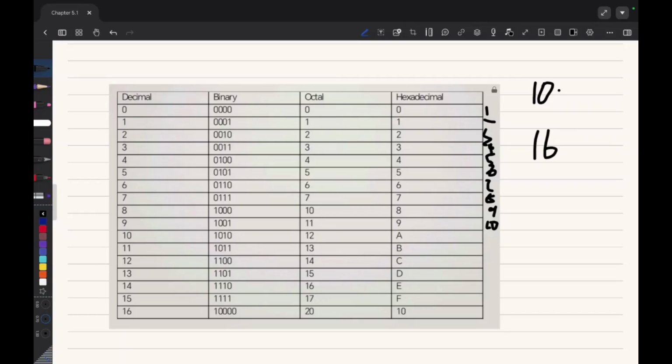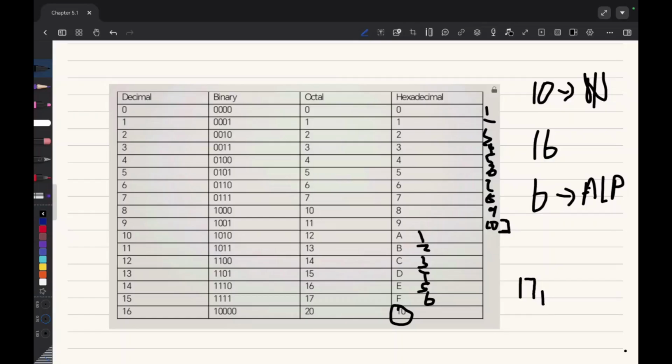So the first 10 are just natural numbers, whole numbers, and then the 6 are just alphanumerics. Here you have your 10, it ends here, and from here you have 1, 2, 3, 4, 5, 6. Those are your alphanumerics. After 16 comes 17, and 17 base 10 will be denoted by 10 in base 16.